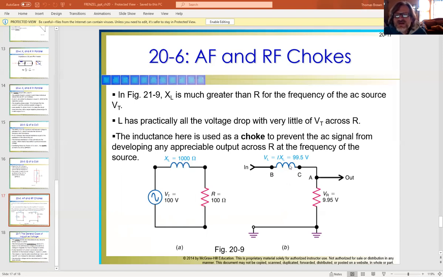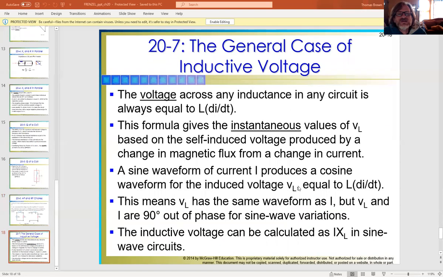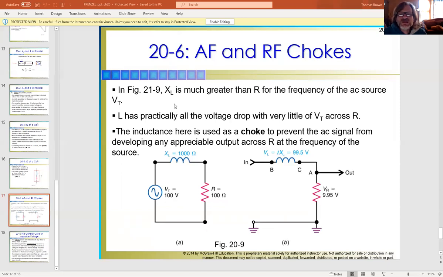Now, we take a look at the voltage being developed here, and you notice the voltage has pretty much a 10-to-1 ratio, just like the components did. So we have 99.5 volts across the inductor here, but 9.9 across the resistor. Let's go into this. So, that was really all he mentioned, huh?